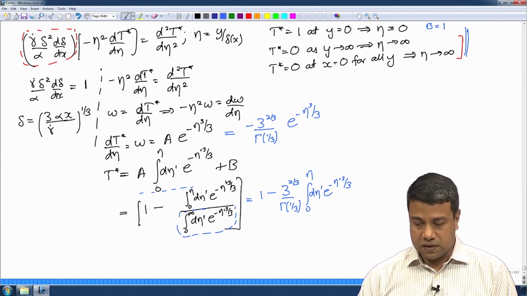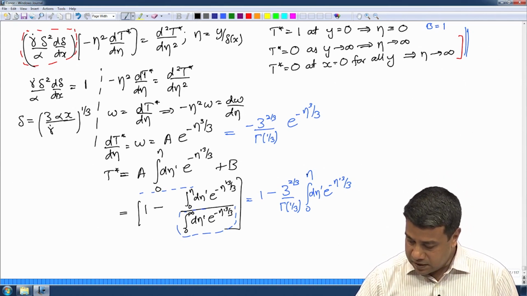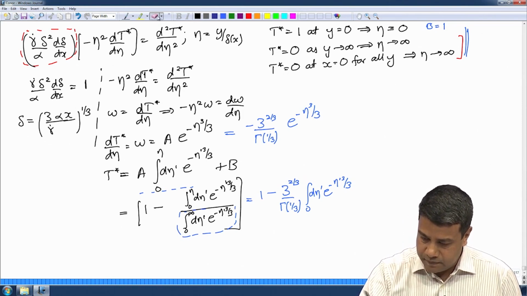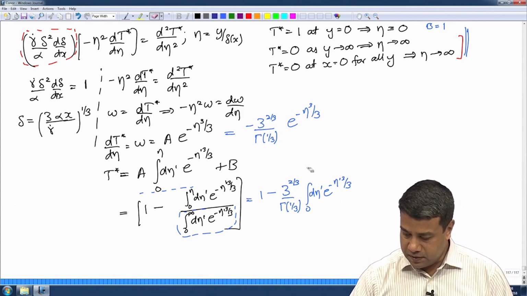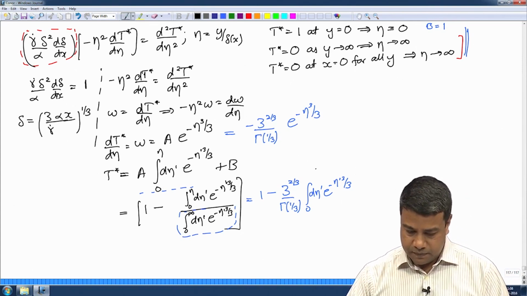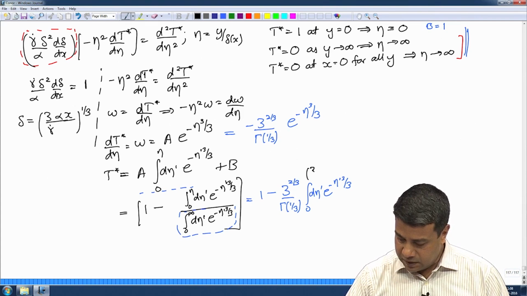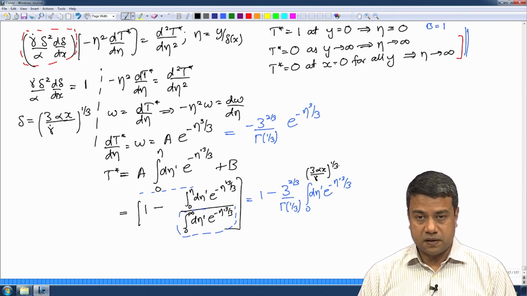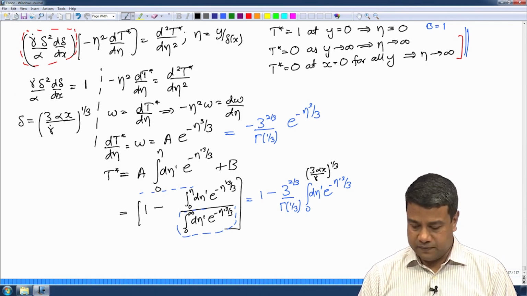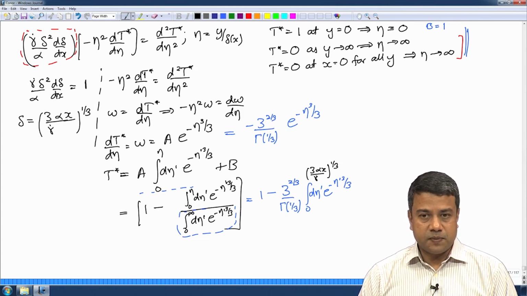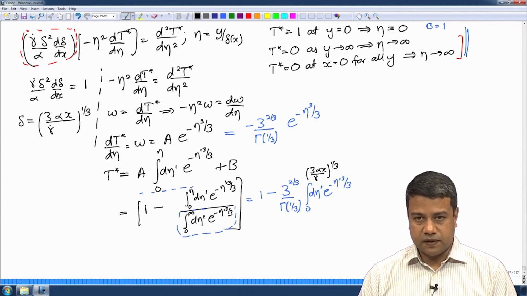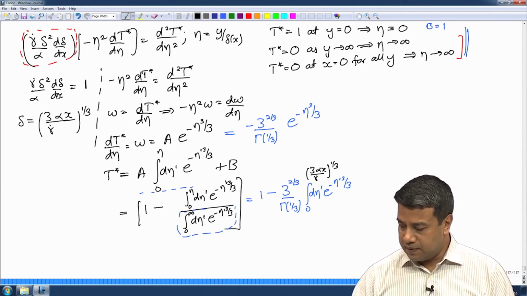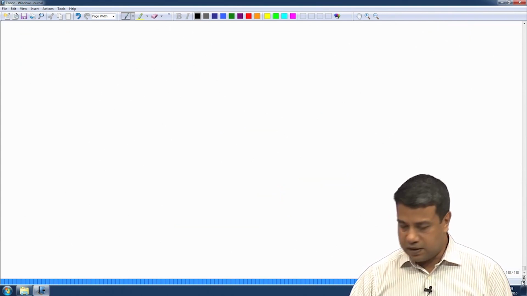So, this is the solution, okay, where eta is actually 3 alpha x by gamma dot whole power 1/3. That comes in the limit of the integration. Okay. So, that is the temperature, the solution for the temperature field. And from that we can get the flux and therefore the heat transfer rate.